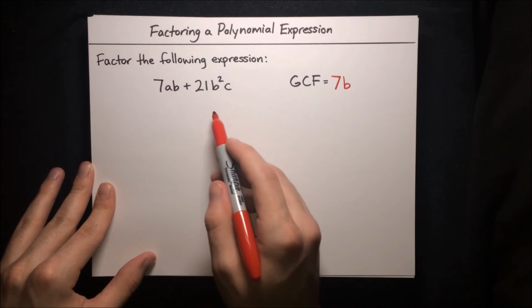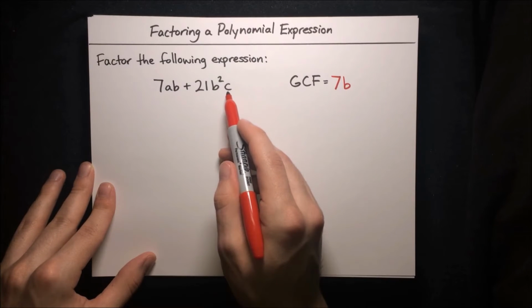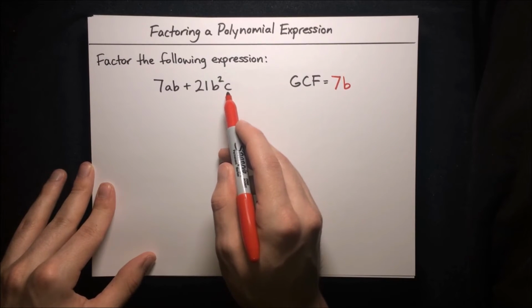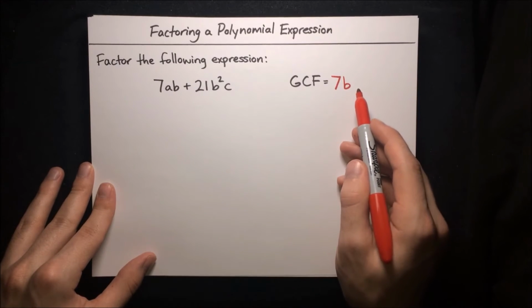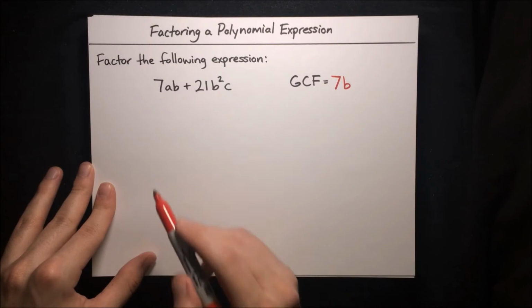The last variable, of course, is c here. There's a single c in 21b squared c, but there's no c in 7ab. So we don't want to include that in the greatest common factor, because c doesn't even appear in 7ab.